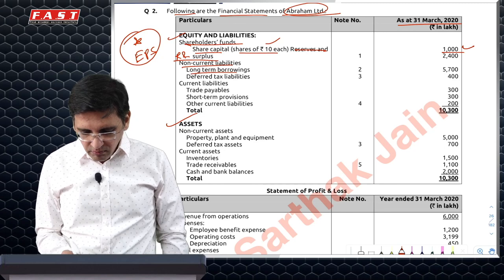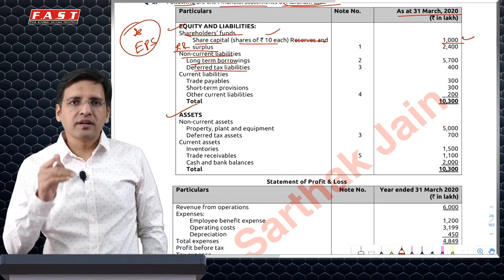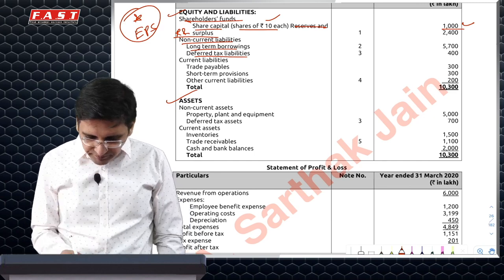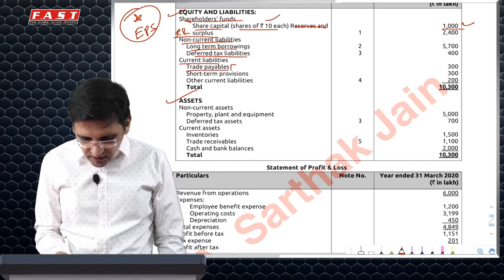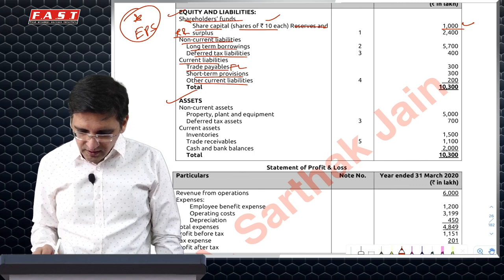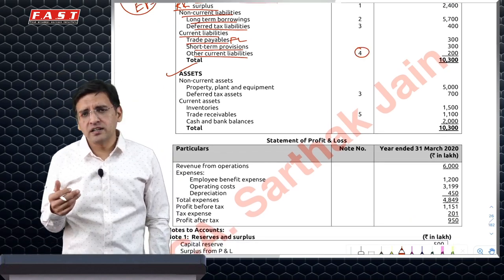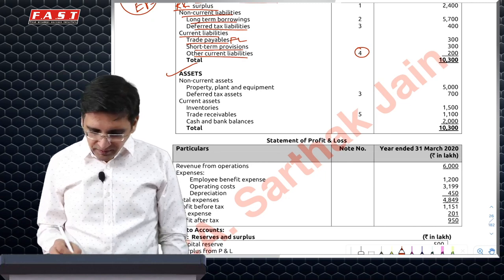Non-current liability, you have long-term borrowing, deferred tax liability. Ideally, you should classify between financial liabilities and others as well. Trade payable will go to financial liability, short-term provision separately, other current liability. Let's see what it is. If nothing is specified, we will assume that it is other than financial liabilities.